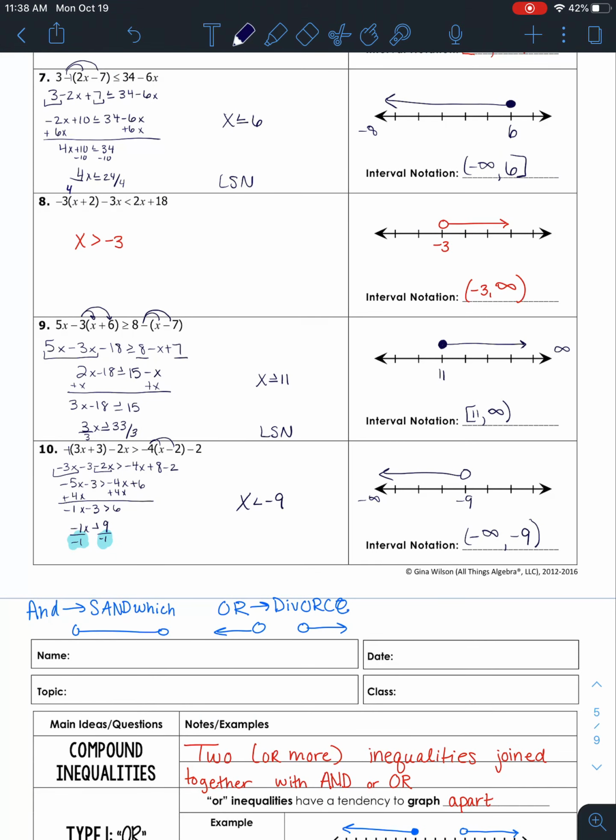All right, that is the general gist of the interval notation. If you guys have any questions, please let me know.